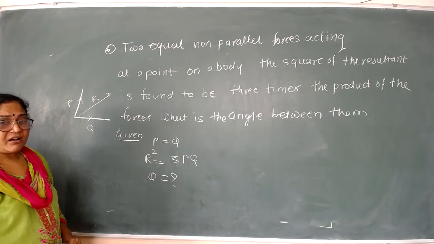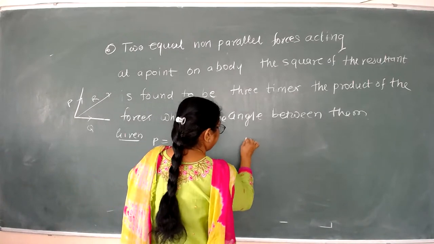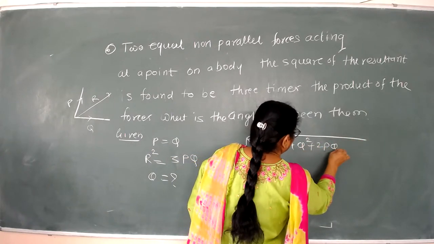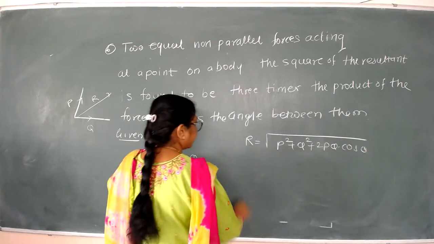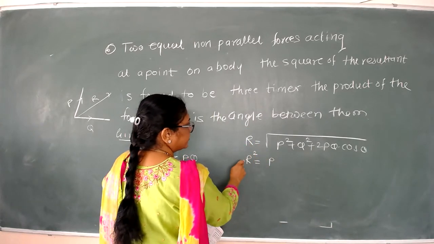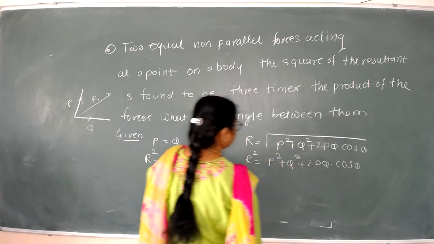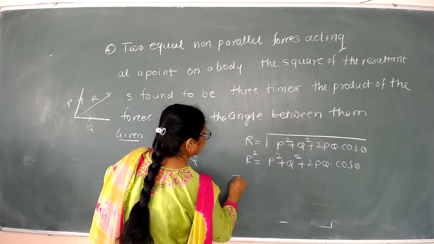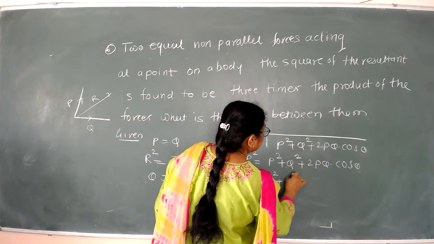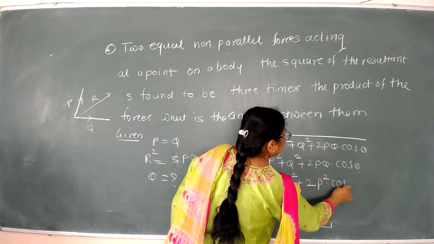Then use the related formula. R is equal to root of P square plus Q square plus 2PQ into cos theta. Substitute the given values. By squaring both sides, R square is equal to P square plus Q square plus 2PQ into cos theta. R square is equal to 3P square. But P is equal to Q, so Q square is P square, and 2 into P into Q is 2 P into P, that is 2P square into cos theta.